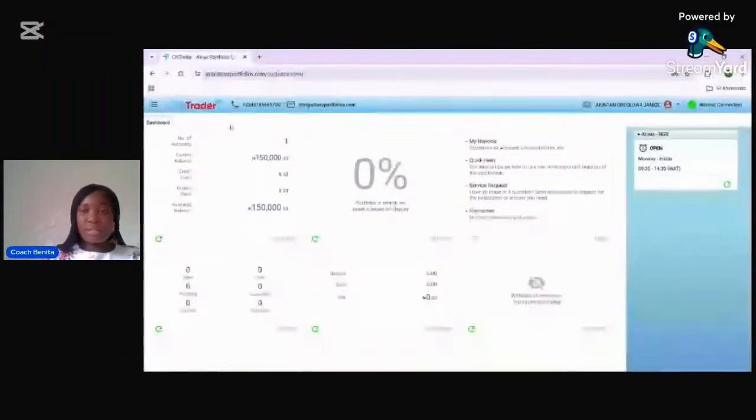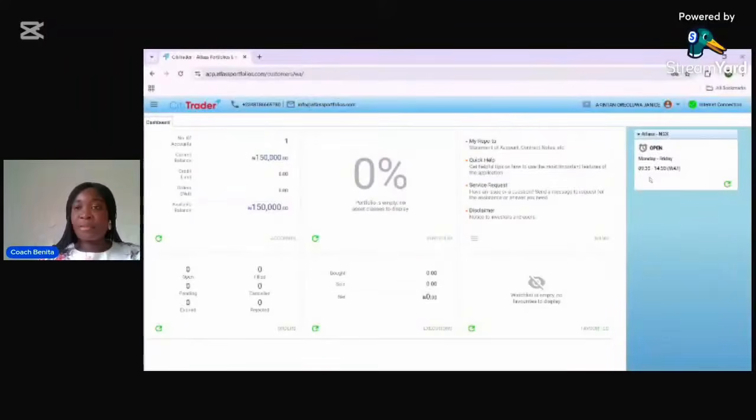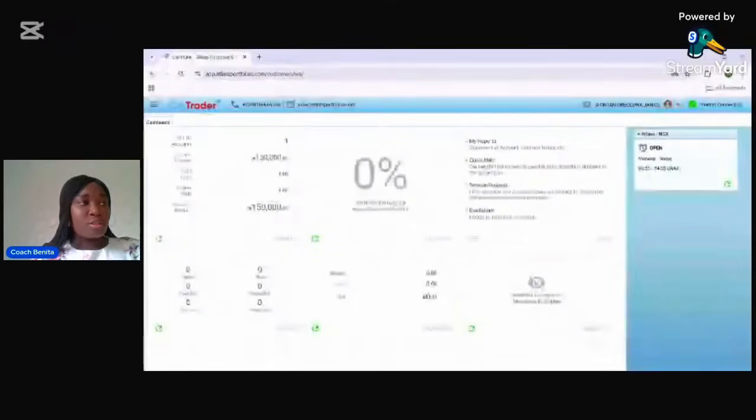Let me say quickly that the stock market opens, as you can see at the right corner here, at 9:30 a.m. to 2:30 p.m. every day, West African time. But trading begins by 10 a.m. and closes by 2:20. So if you want to trade on this platform, you have the opportunity to trade between 10 a.m. and 2:20 p.m.